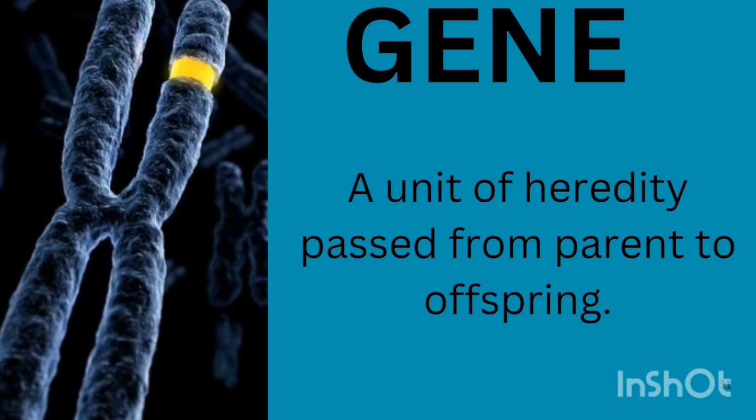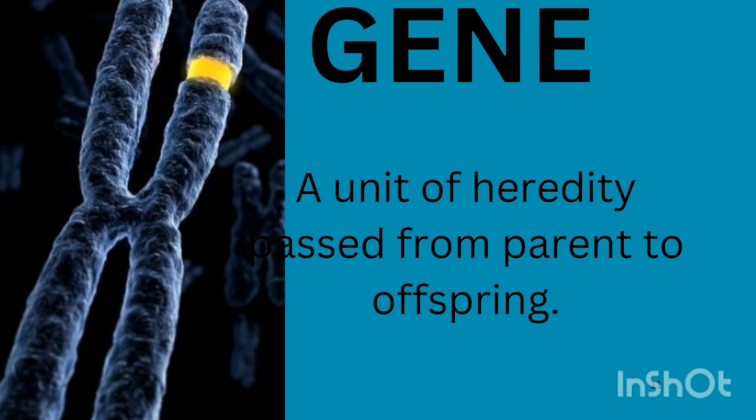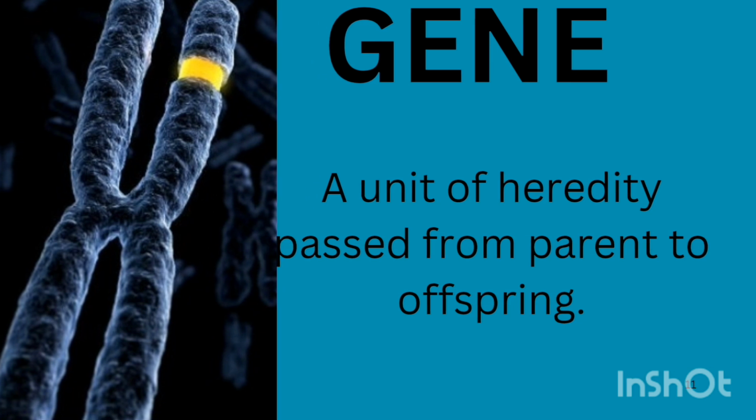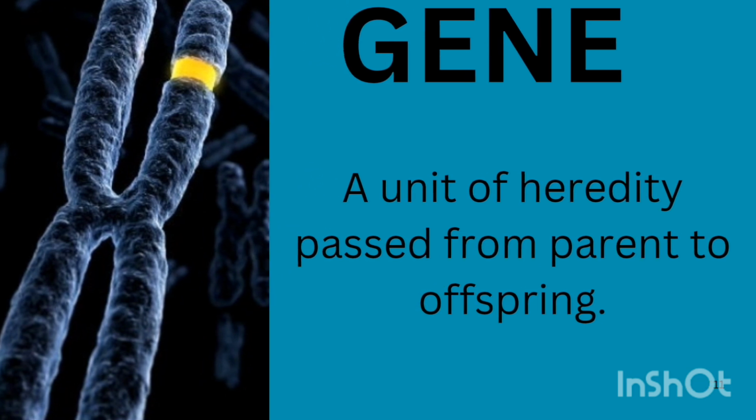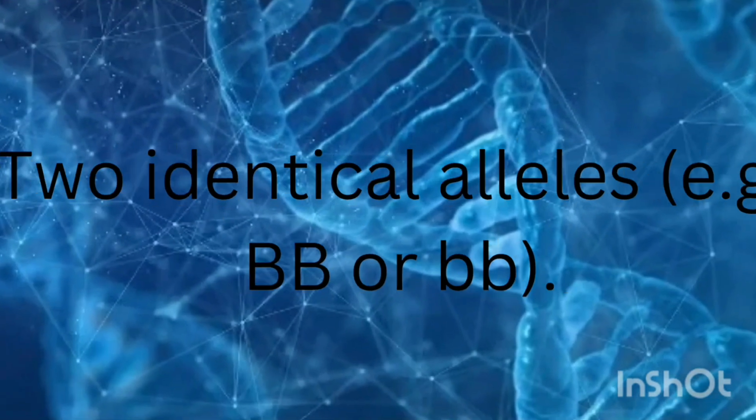What is a gene? It is a unit of heredity passed from parents to offspring. For example, the portion of the DNA controlling the inheritance and expression of eye color is called the gene for eye color, which will be passed to the offspring.